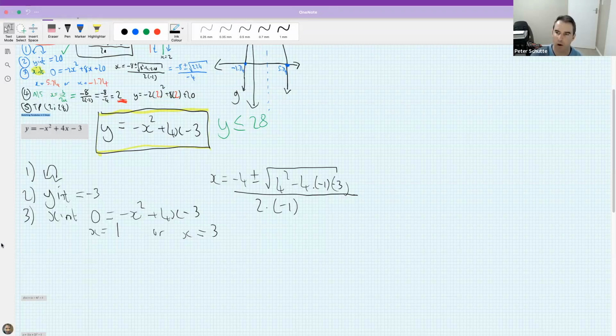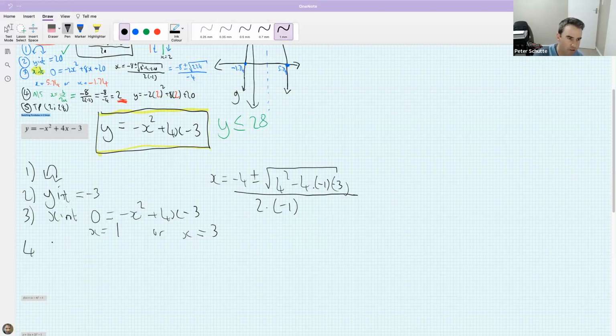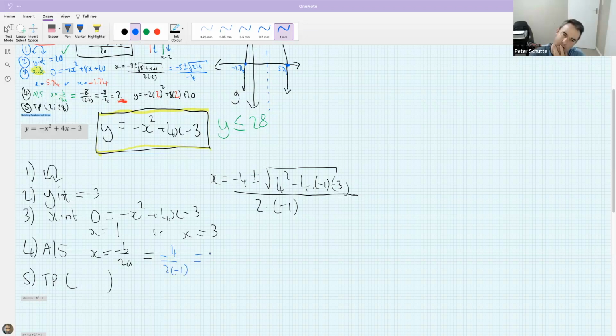Okay, well, while we were there, step 4 was to find the axis of symmetry. So the formula I gave you was minus b over 2a if it's in standard form. So what's my axis of symmetry going to be? And then what's my full turning point going to be? So minus 4 over 2 times the minus 1. Oh, it's 2 again. But that's just a coincidence, eh?